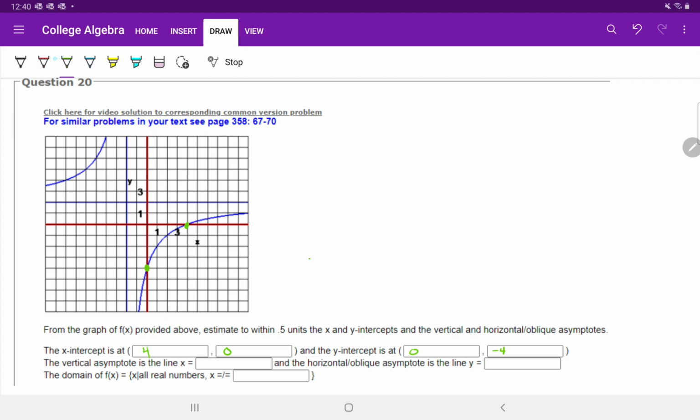Our vertical asymptote is this line here. I know earlier I described it as a dotted line. It looks like they're using a solid line, but same concept. Our vertical asymptote is this vertical line that passes through x equals -2. And our horizontal asymptote is this horizontal line that passes through y equals 2.